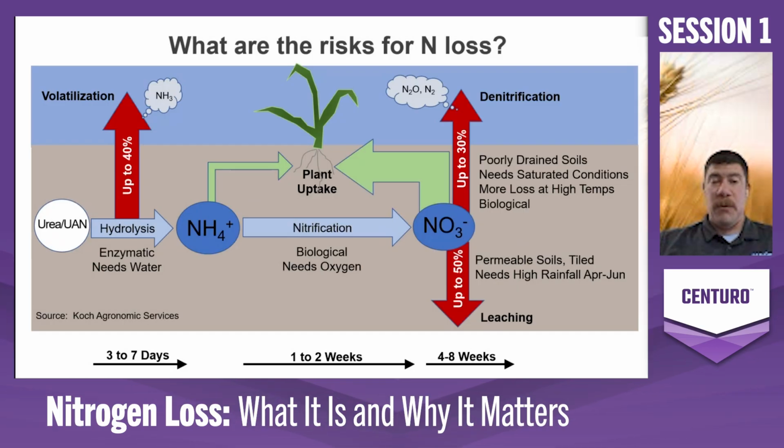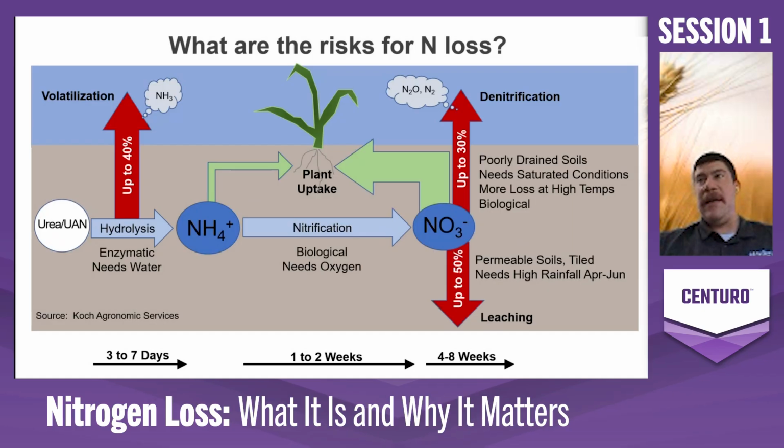And across most of the Midwest and in many areas, we've utilized tile drainage to convert what was once a poorly drained field into something that is more well-drained. And so through the artificial drainage, we've converted a lot of acres that would have probably been more susceptible to denitrification into something that is more susceptible to leaching.